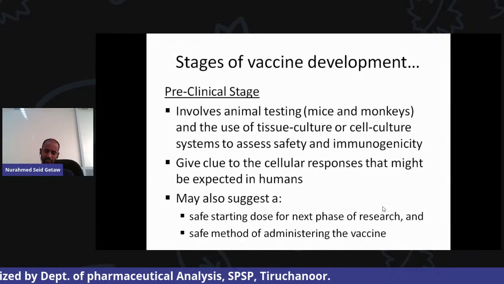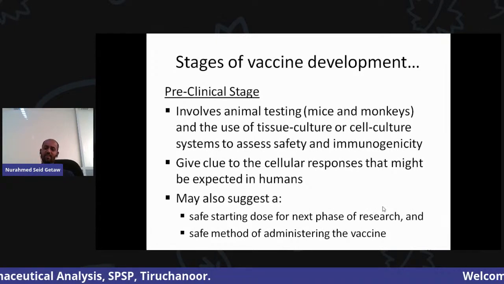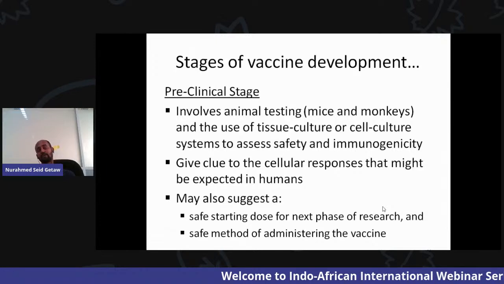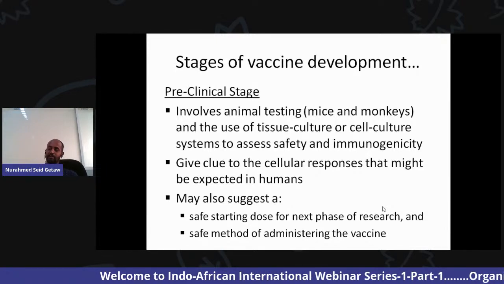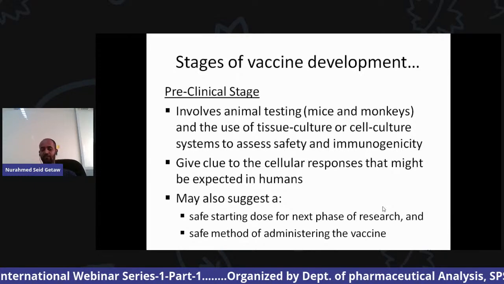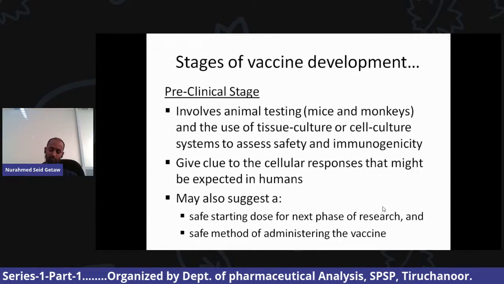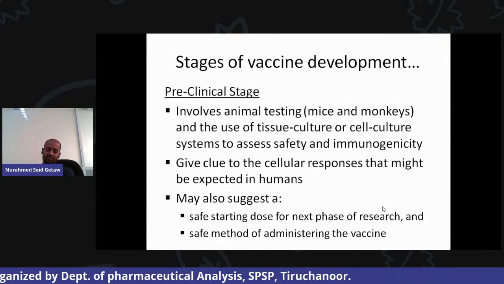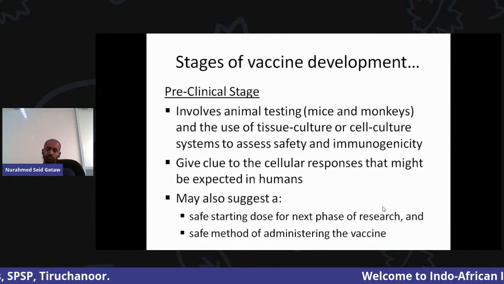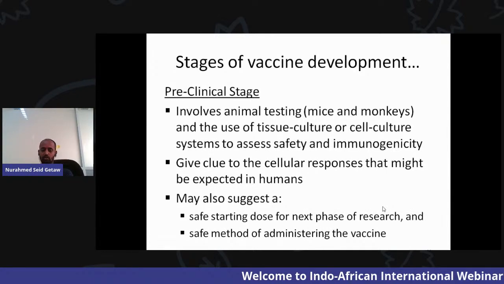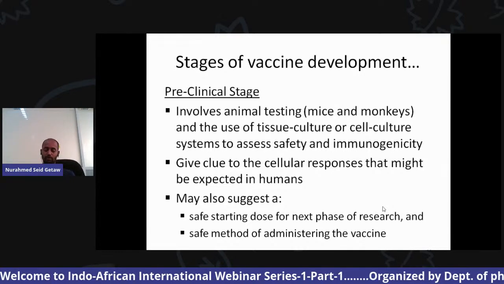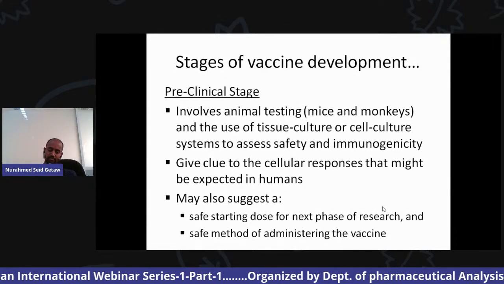And these preclinical studies actually will give us some hint regarding the cellular response which is expected from humans or the final targets of the vaccine. So what kind of response is going to be obtained is first obtained from this preclinical stage. And these studies may also give us a safe starting dose for the next phase of research, which is the clinical stage. Which dose is going to be safe can also be obtained.